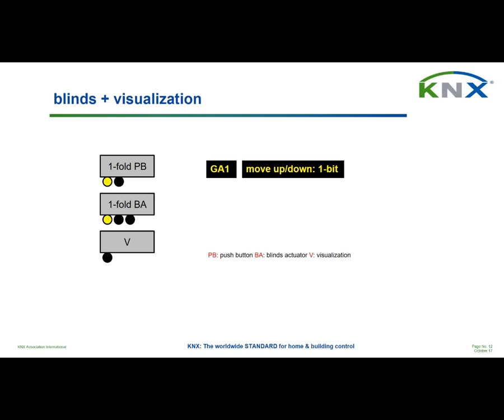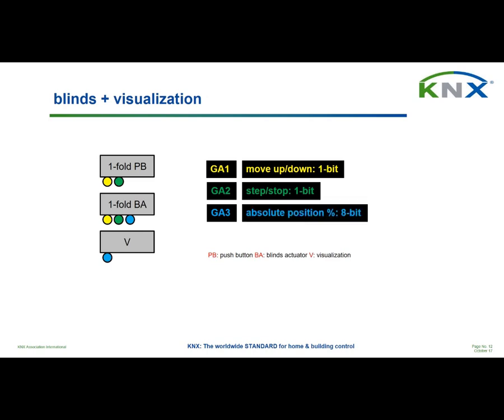So that is the group address that will make this blind move. Then there is another link also required here, group address 2, so green. This is also 1-bit information. This is in order to make the movement that we just started before stop, or to go one step further in the direction that it was moving before. So this is also information exchange between the push button and the blinds actuator. And then there is one more link here, group address 3. This is information exchange between the blinds actuator and the visualization system.